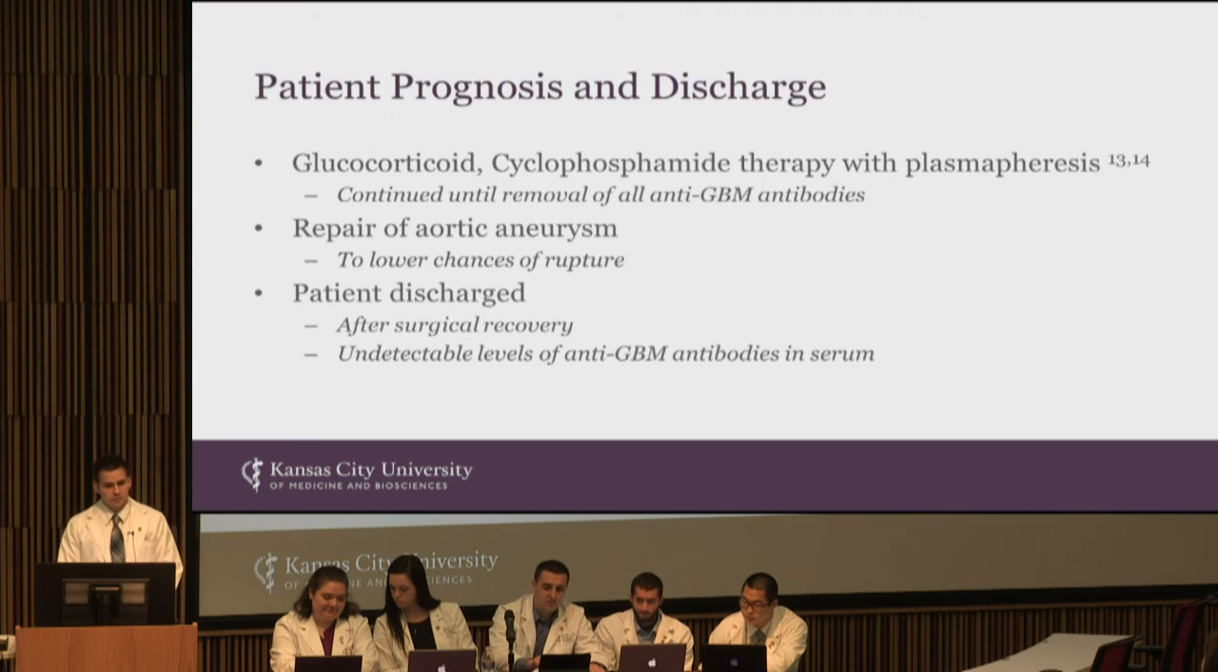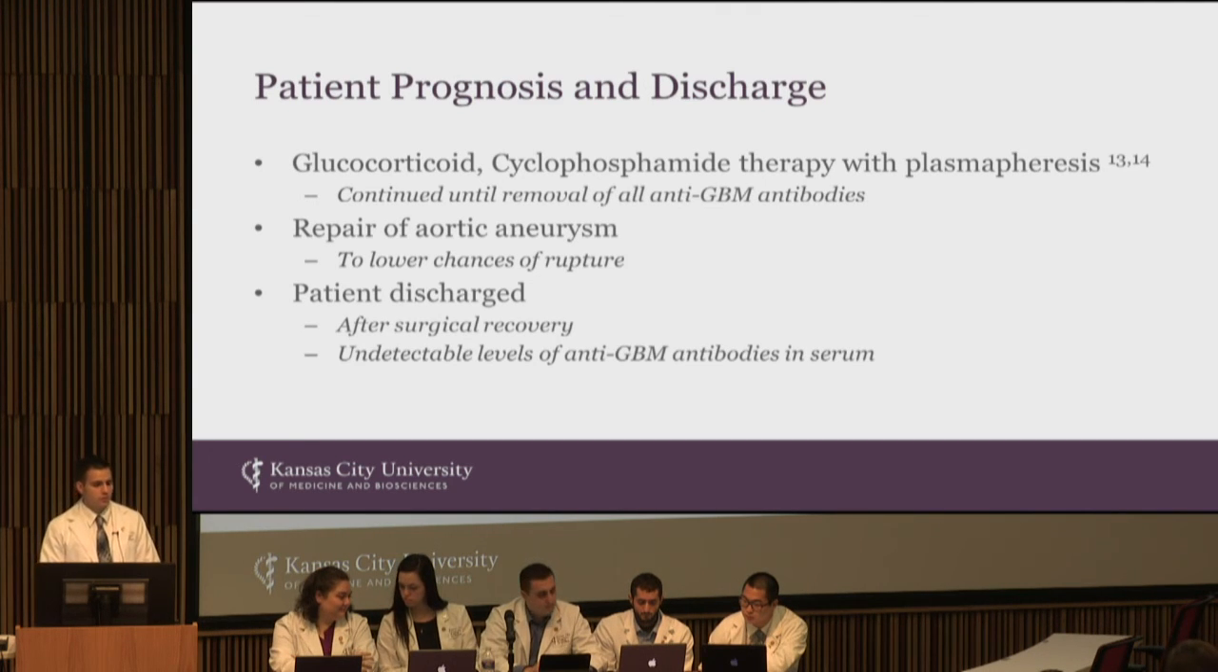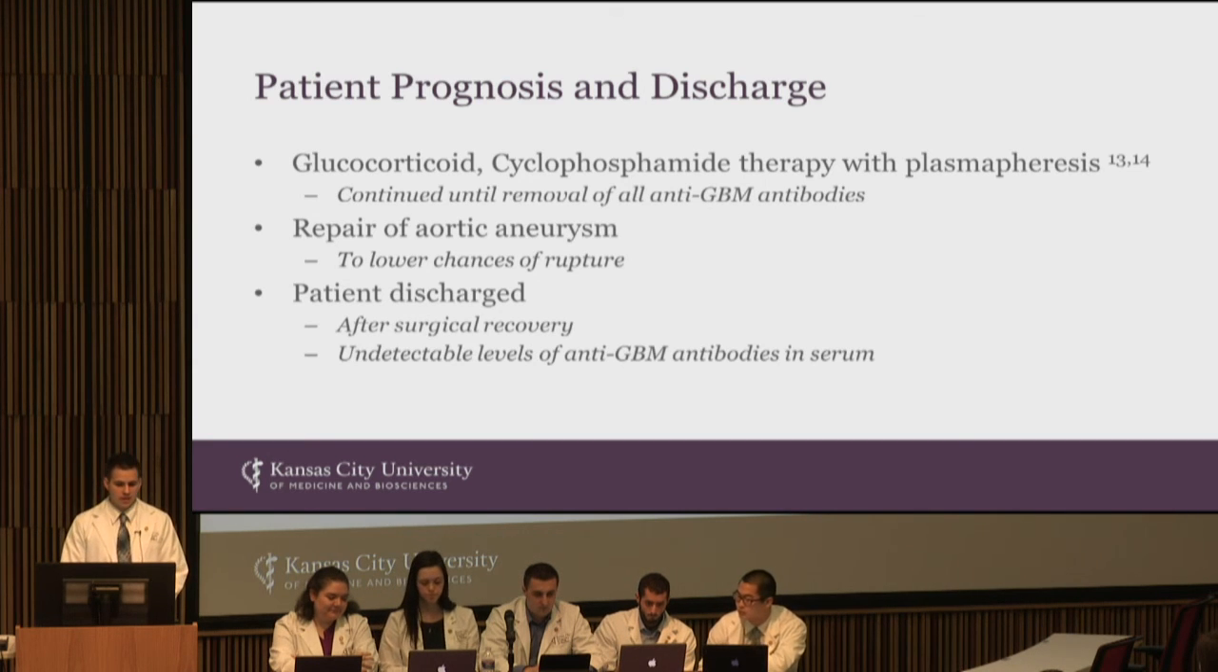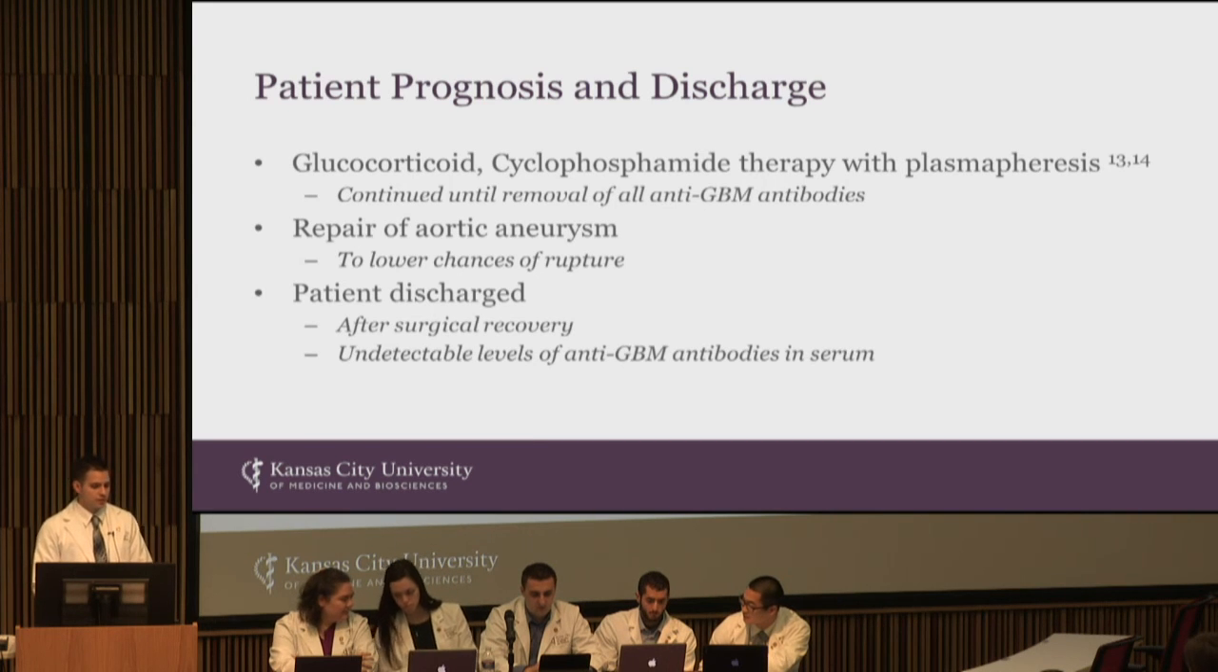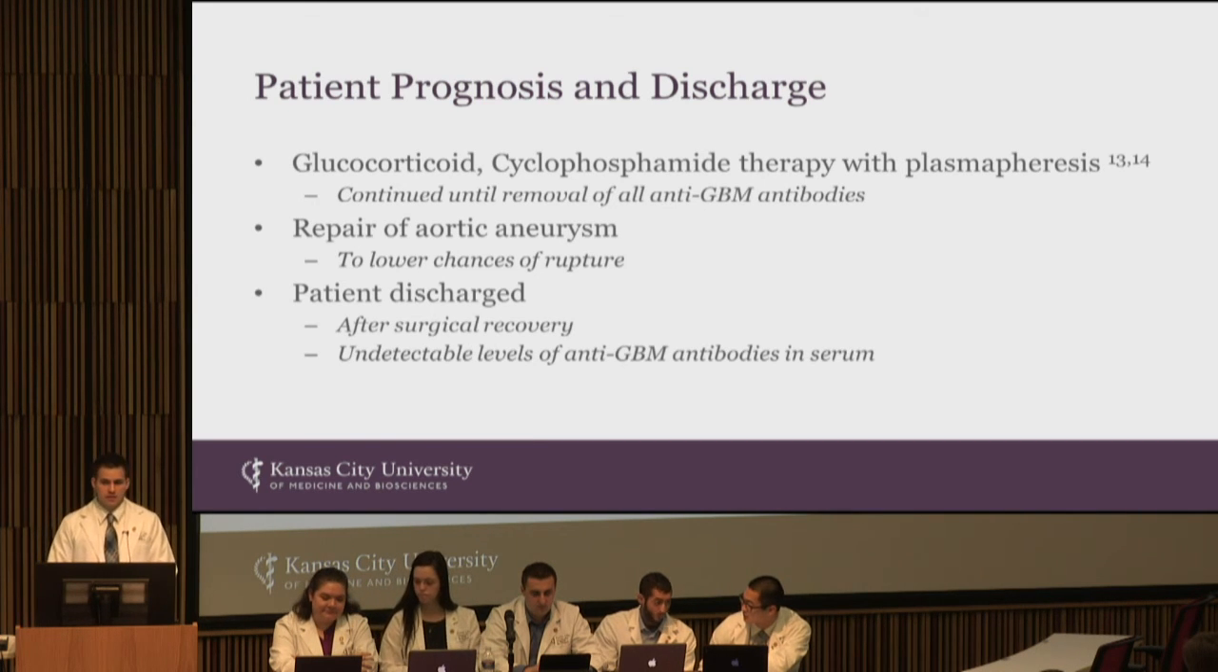Glucocorticoid and cyclophosphamide therapy was continued with the plasmapheresis until there was removal of all anti-GBM antibodies. Our patient then underwent the repair of his aortic aneurysm to lower chances of rupture. Our patient was discharged after the surgical recovery, and there were undetectable levels of anti-GBM antibodies in his serum.